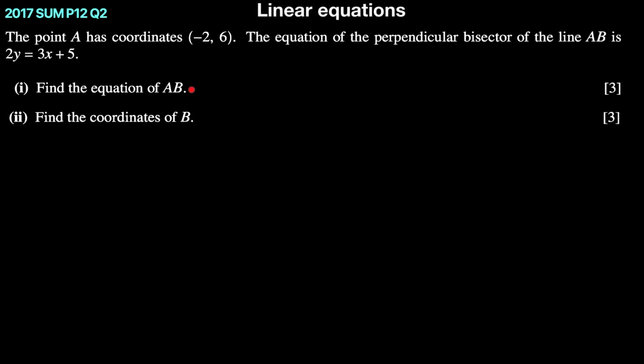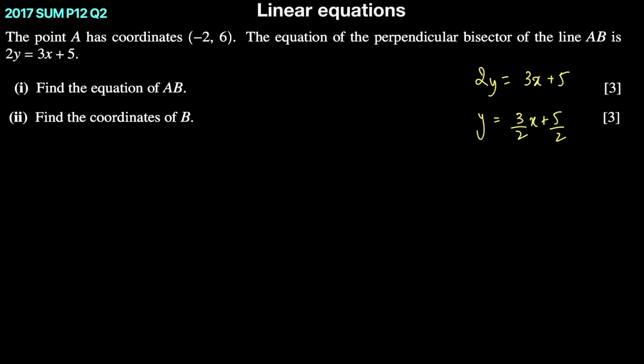Now, first, in order to figure out the equation of AB, we're going to use the information they've given us. We have only a single point, so we have to first figure out the slope. The way we do that is by looking at the equation of the perpendicular bisector, 2y = 3x + 5. If I write it in the form y = mx + c, I divide by 2 on both sides. I get y = 3/2 x + 5/2. So now I have the slope of the line that's perpendicular to AB.